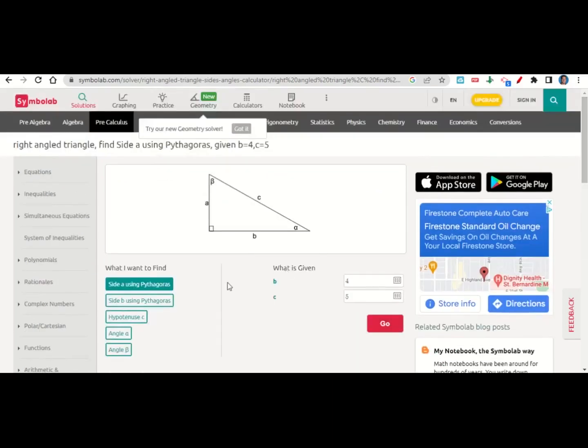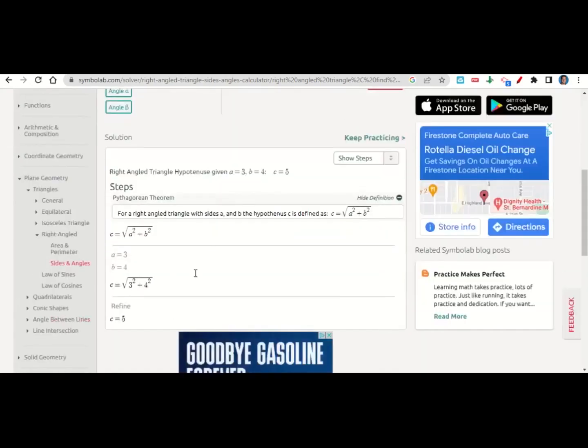Now let's say that we needed to find C. So we click there. Now it asks us to type in A and B. So let's say A is 3, B is 4. We go ahead and type that in and click Go. It shows us step by step how to do this and tells us that C is 5. So this is how you can use Symbolab to check your work when dealing with the Pythagorean theorem.